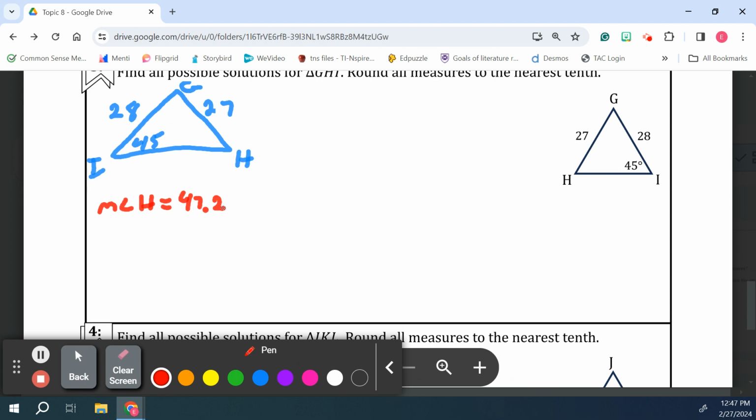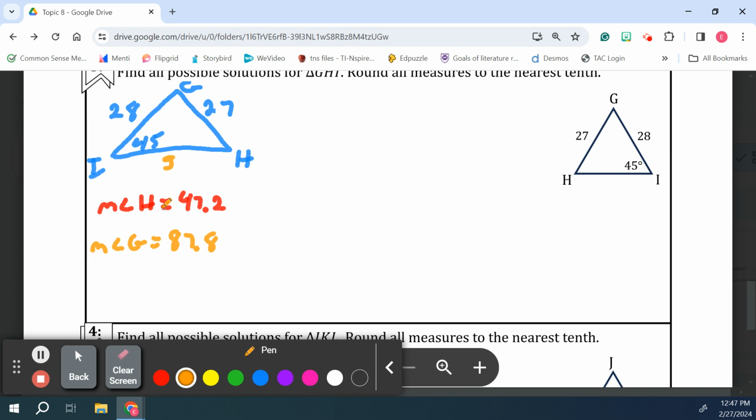Okay. While we're at it, let's find the measure of angle G. Because if there's one solution here, guys, that means I have everything I need to solve for this little G on the other side. Okay? What'd you get? 87.8. Very good. So we have everything we need for the main triangle.